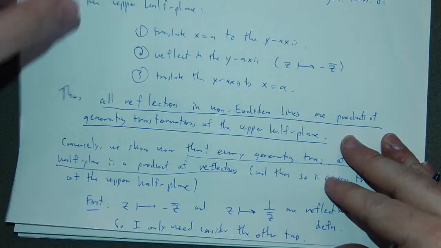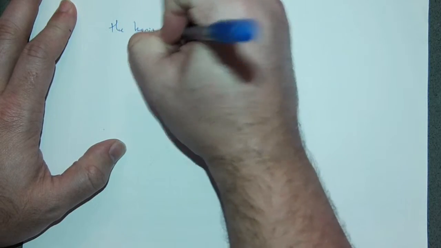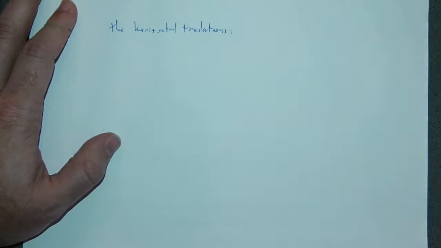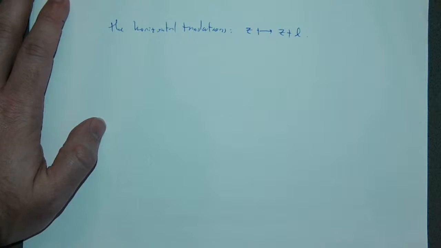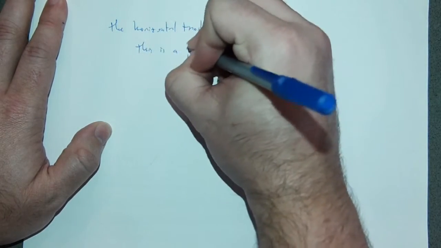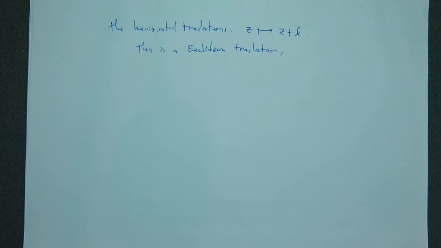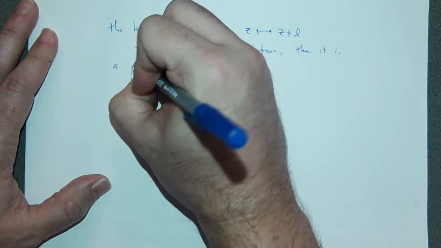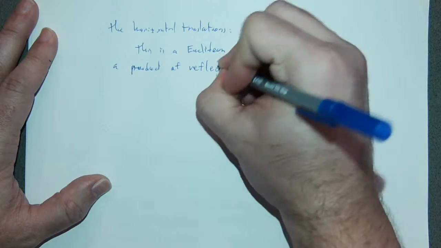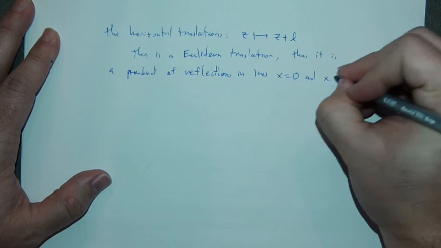Okay, well, the other two were translations and dilations with positive scale factor, right? So the horizontal translations, right, to check here. So I'm sending z to z plus L. How is that a reflection? Well, this is actually a Euclidean translation. But we know that a Euclidean translation is a product of two reflections. Thus, it is a product of reflections in the lines x equals 0 and x equals L over 2.